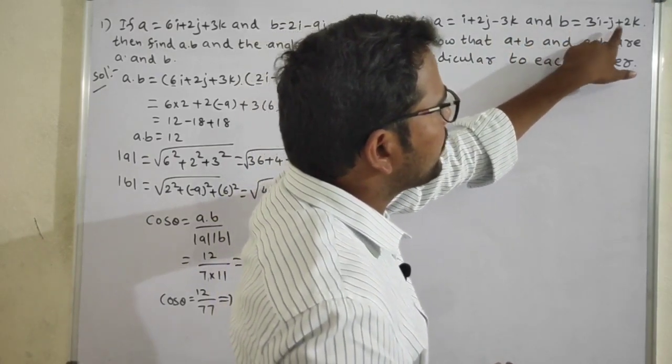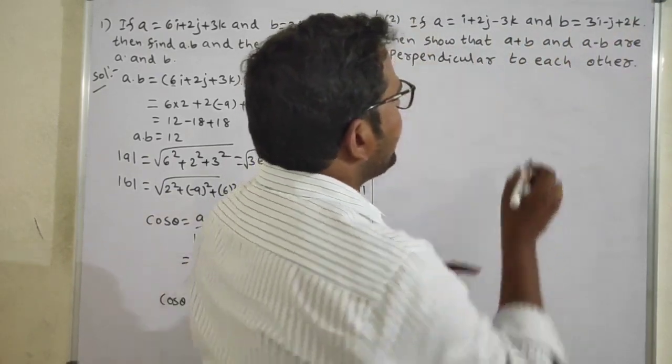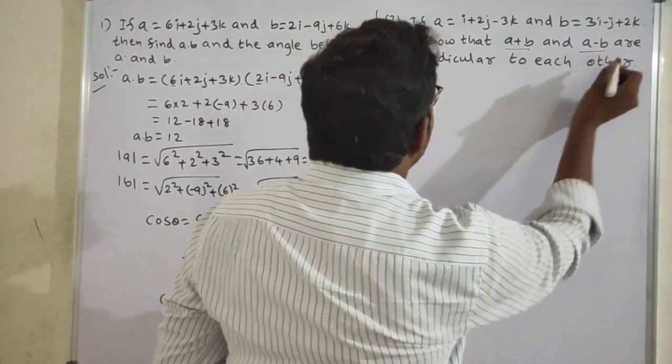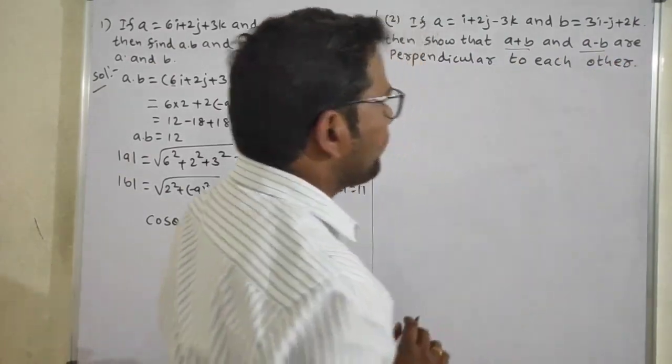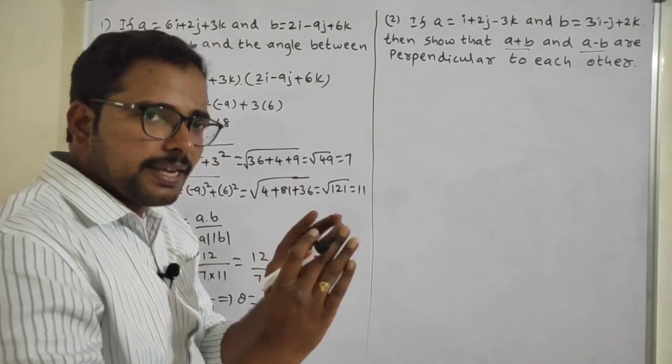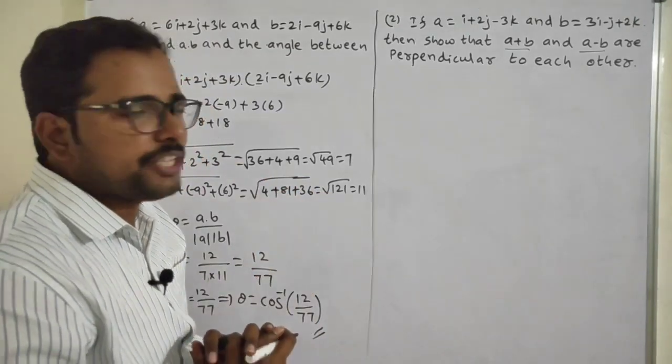Now the second one. If A is equal to I plus 2J minus 3K and B is equal to 3I minus J plus 2K, then show that A plus B and A minus B are perpendicular to each other. We have to show that A plus B and A minus B are perpendicular to each other.